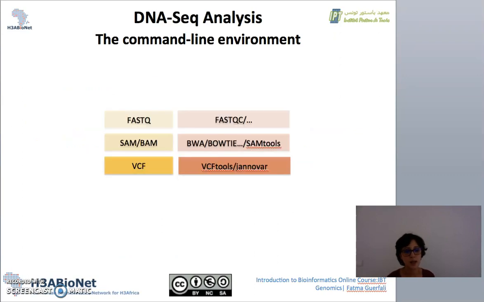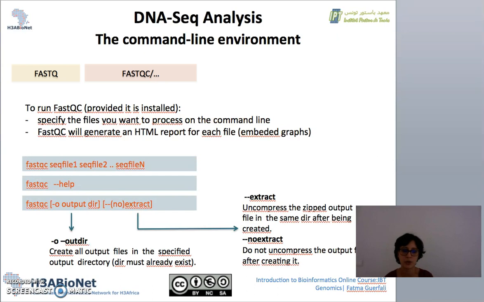So let's see what's happening for some of these files. We'll be only covering some of them. You remember that we had to run FastQC, which is a quality control on a FastQ file. Now there are many ways you can run FastQC. Obviously you need FastQC to be installed on your computer. We will not be covering this, but there are plenty of resources on the internet that would show you how to do that. And FastQC will generate an HTML report.